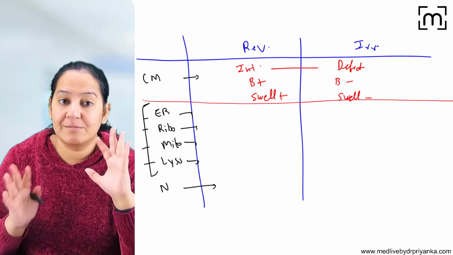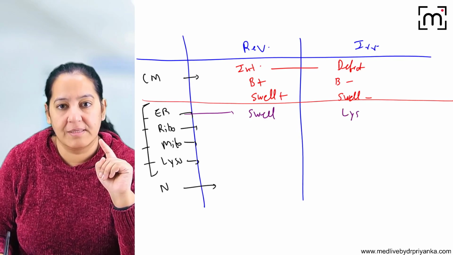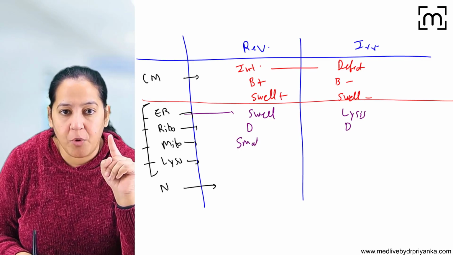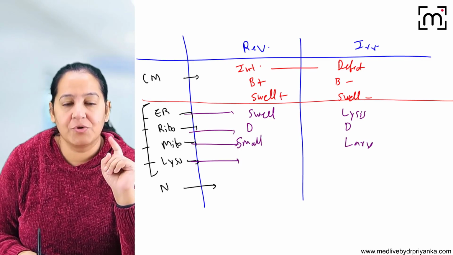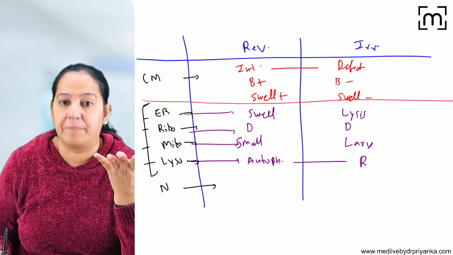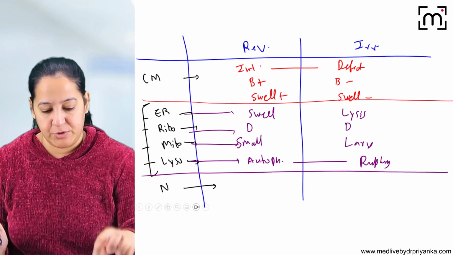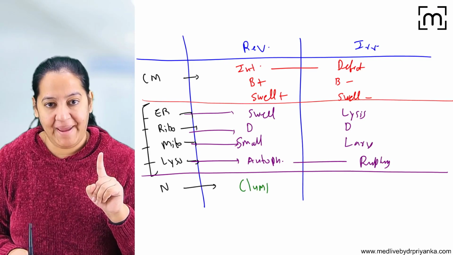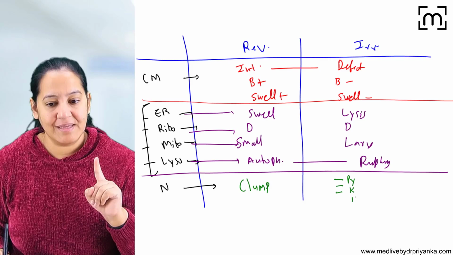Now coming to the differences between the organelles. Here endoplasmic reticulum swells. Here it goes lysis. Ribosomes get dispersed in both of them. Mitochondria here show small density, here show large density. And finally lysosomes. Here lysosomes undergo autophagy. Here lysosomes undergo rupture and lysis. So those are the differences between the cell organelles. And finally the nucleus. Here nucleus shows only one thing, clumping. Here nucleus shows 3 things: pycnosis, karyorrhexis, karyolysis.